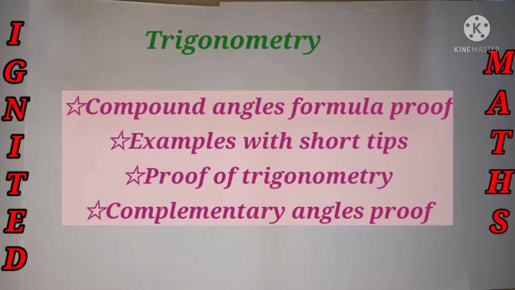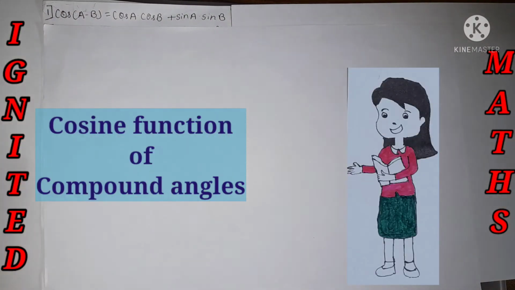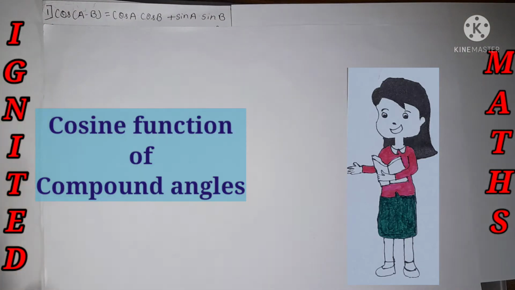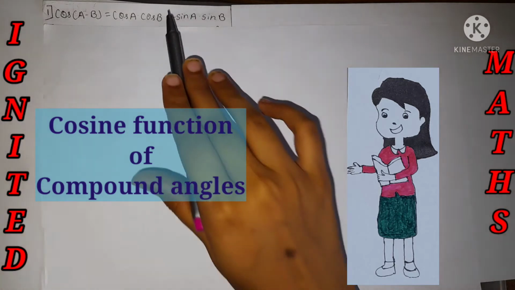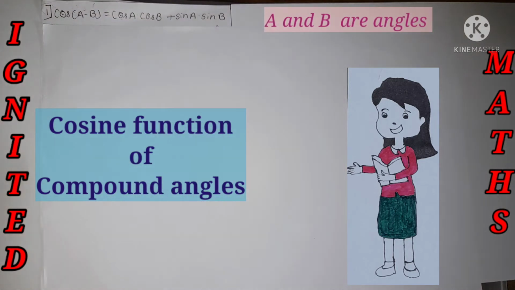So let's get started. The first trigonometric function of the compound angles formula is cos of A minus B. What is the formula? It's nothing but cos A into cos B plus sine A into sine B. Yes, we have the proof for this formula, but it's quite lengthy to understand, so we are going to derive the other formulas with the help of it. Here A and B are the angles, and we are going to derive the other formulas with the help of cos of A minus B.